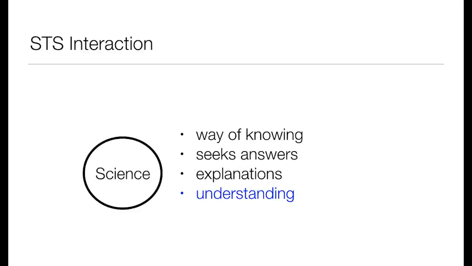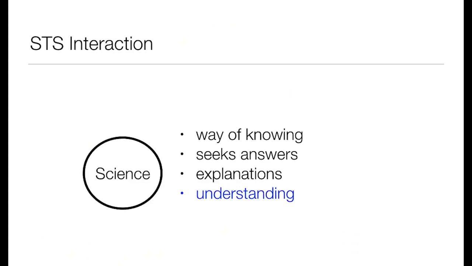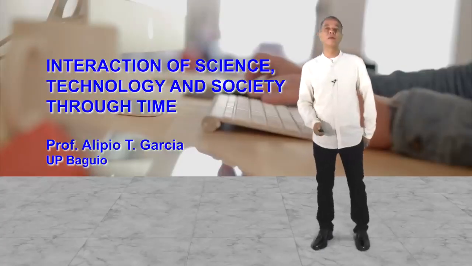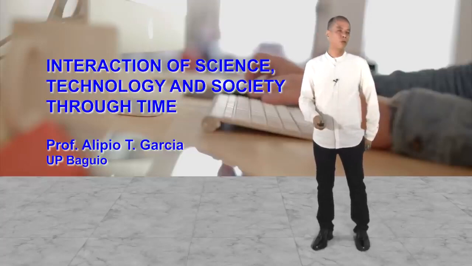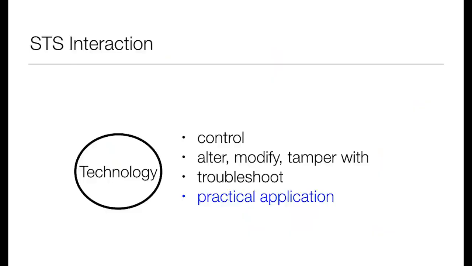traditional ways of seeking knowledge, science as a structured approach in our search for answers and explanations of nature and physical phenomena, with, of course, the utmost objective of arriving at an understanding. On the other hand, for technology, we will be referring to our ability to control, alter, modify, or tamper with nature in order to suit certain practical applications that are hopefully beneficial to society.